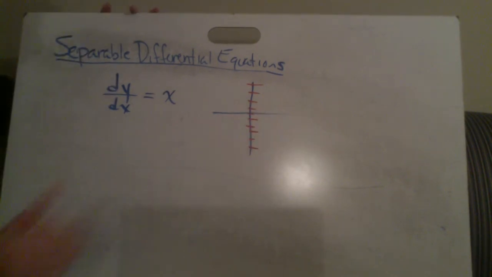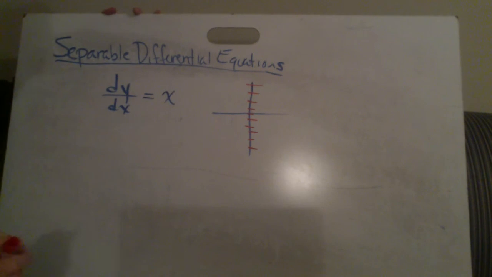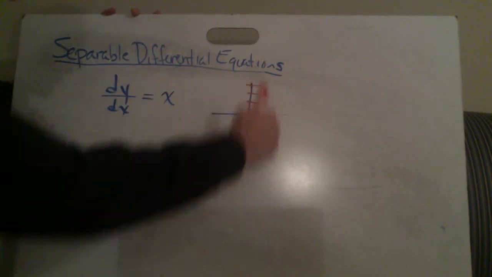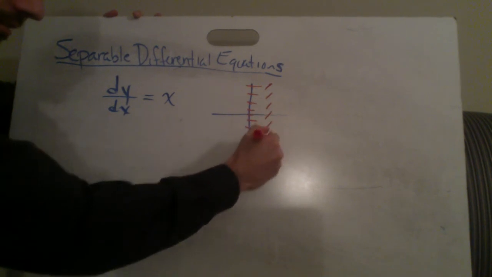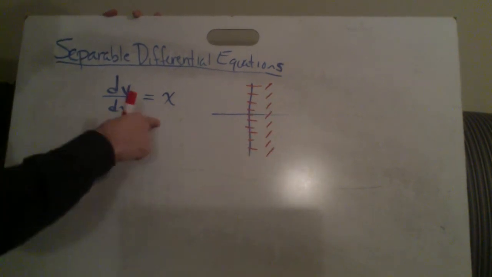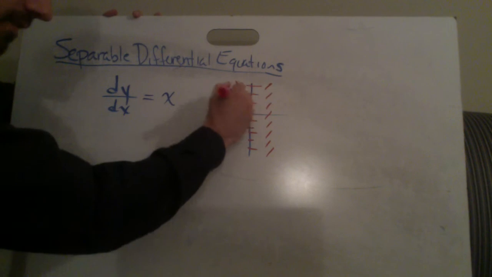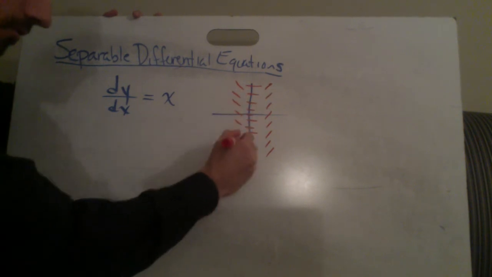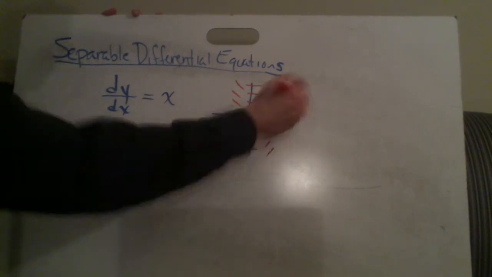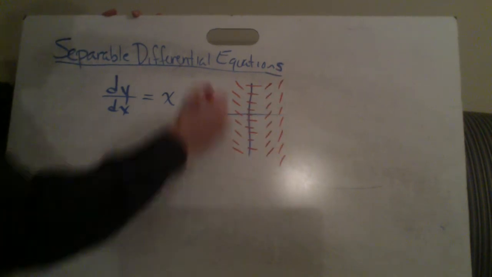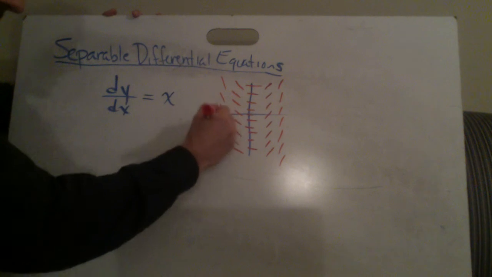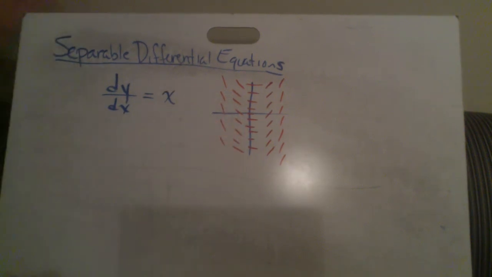Great. If x happens to be 1, then the slope of the tangent line is 1. X is 1 right along here, so my slope of my tangent line might be 1 all the way over there. If x is negative 1, then the slope of the tangent line is negative 1 all the way over here. If x happens to be 2, then it gets a little bit steeper. And if x is negative 2, it gets a little bit steeper, and so on.